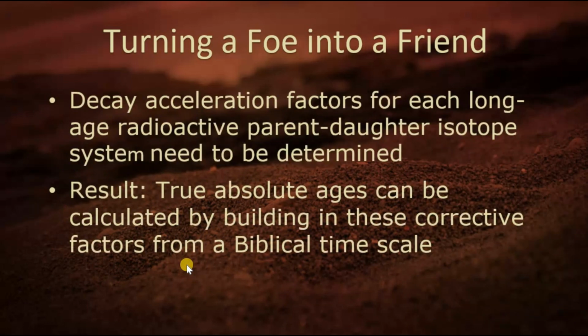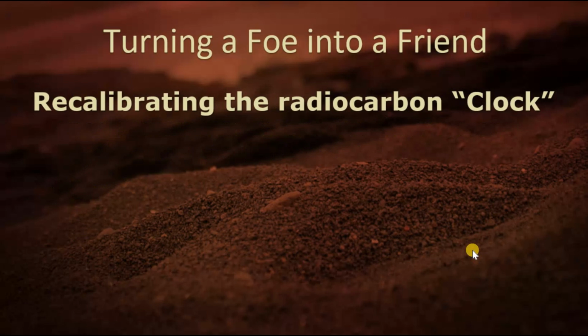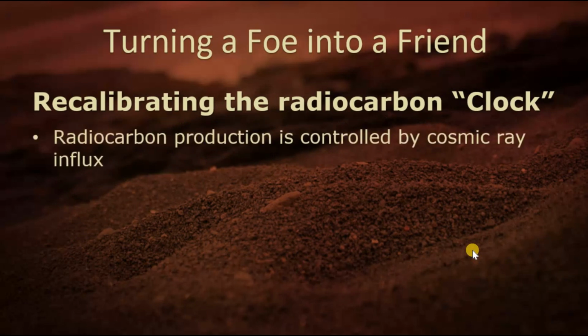Decay acceleration factors for each long-age radioactive parent-daughter isotope system need to be determined. So the result could be that a true absolute age can be calculated by building in these corrective factors from a biblical time scale. So we want to recalibrate the radiocarbon clock.